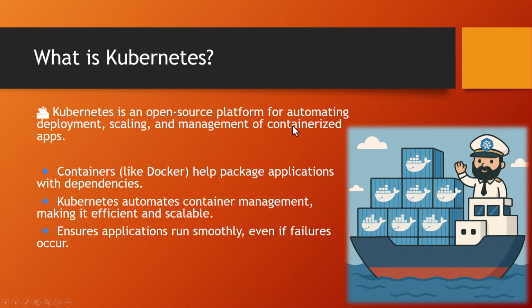What is Kubernetes? At its core, Kubernetes is an open source platform for automating the deployment, scaling, and management of containerized applications. Think of it this way: containers like Docker help package the application with all dependencies, but managing containers manually, that's a nightmare. Kubernetes acts like a captain that orchestrates and manages the containers automatically. Kubernetes ensures your applications are running smoothly. Even if something goes wrong, it automatically scales workloads, restarts the failed application, and balances the traffic without manual intervention.